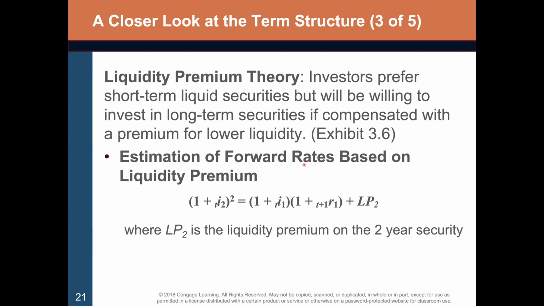There's another theory we call the liquidity premium theory. Investors prefer short-term liquid securities, but will be willing to invest in longer-term securities if compensated with a premium for lower liquidity. So the estimation of forward rates, so that's the future rates, is based on the liquidity premium. You can see we've got an additional term here. LP2 is the liquidity premium on the 2-year security. So this is another way of looking at it, where we've got the 1-year security and the 2-year security, but then we add the liquidity premium onto that to get the rate for a 2-year security there. Again, this is the first year security, this is the 2nd-year security, plus the liquidity premium equals a 2-year security.